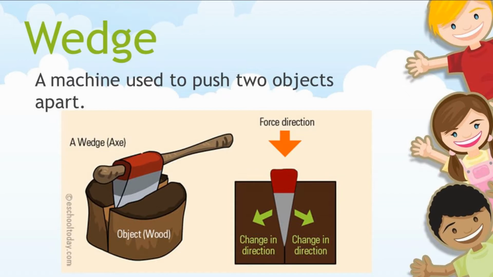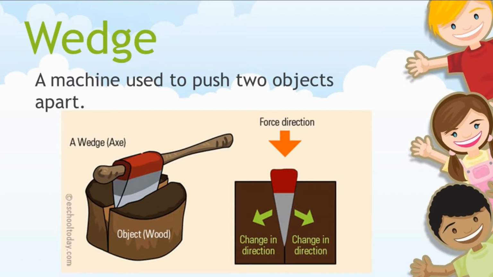It is a machine used to push two objects apart. It is an object that tapers to a thin edge. It is actually made up of inclined planes back to back. Pushing the wedge in one direction creates a force in a sideways direction. It is usually made of metal or wood and is used for splitting, lifting, or tightening, as in securing a hammerhead onto its handle. The picture shown is an axe, which is an example of a wedge.